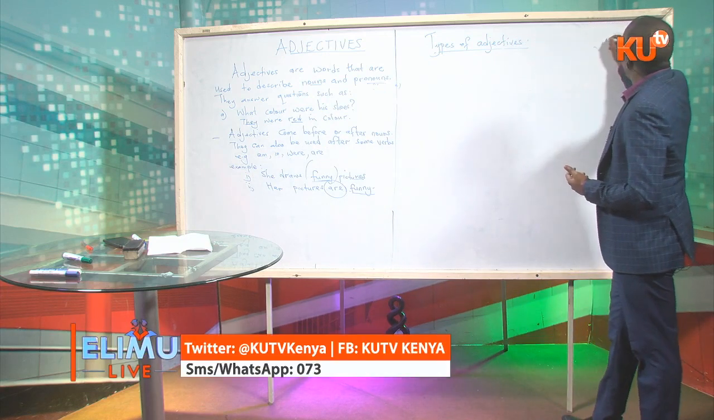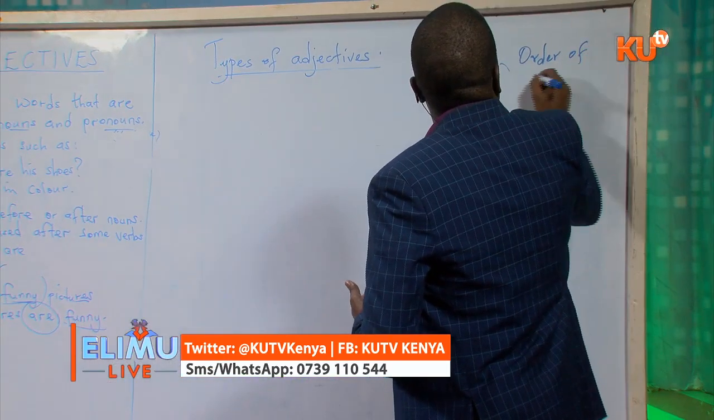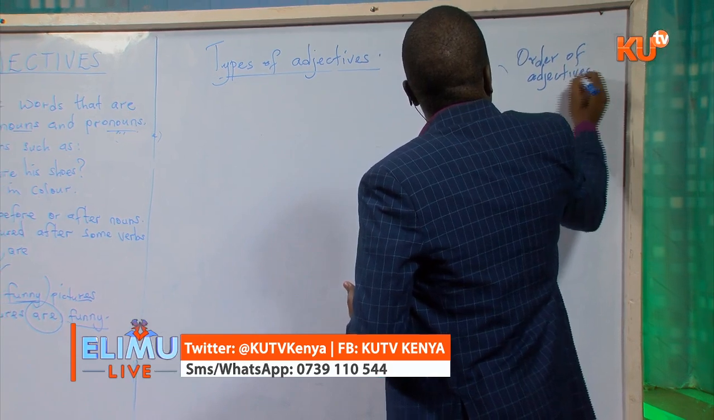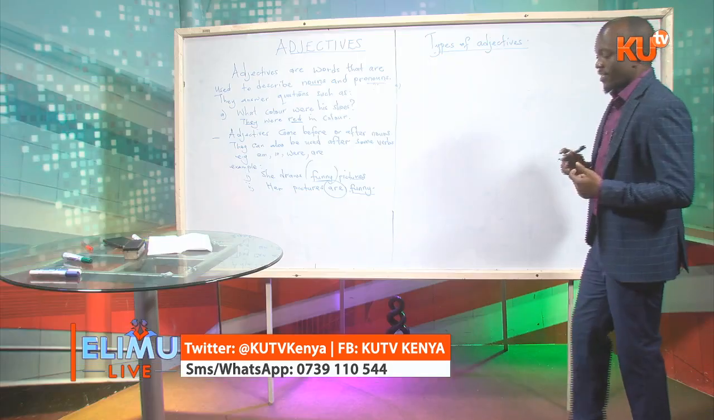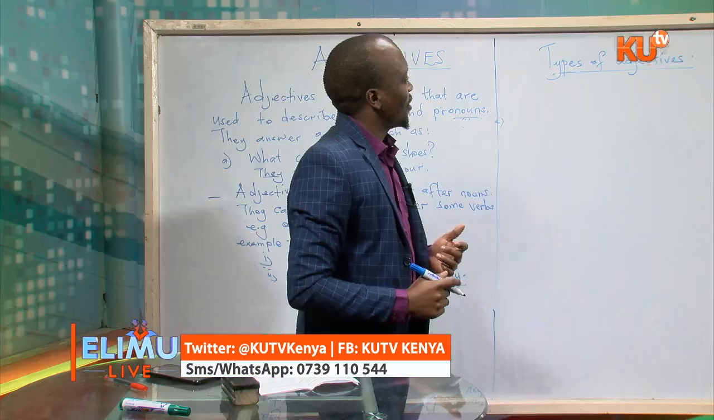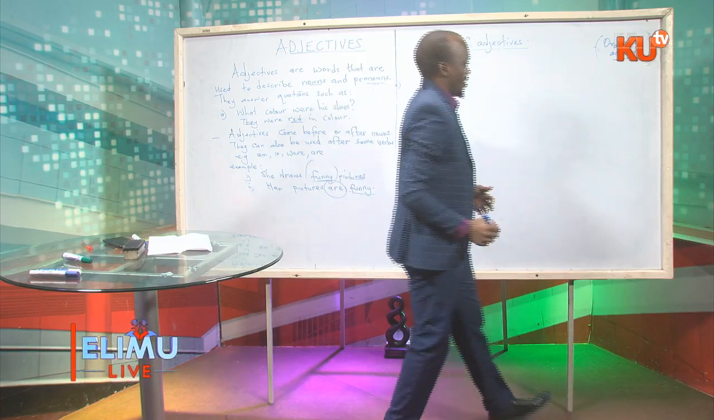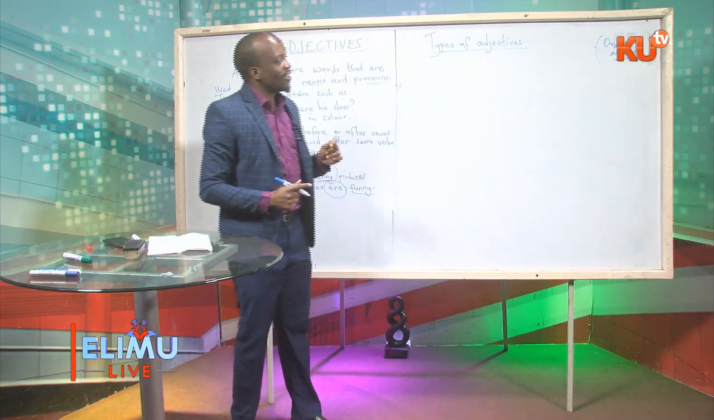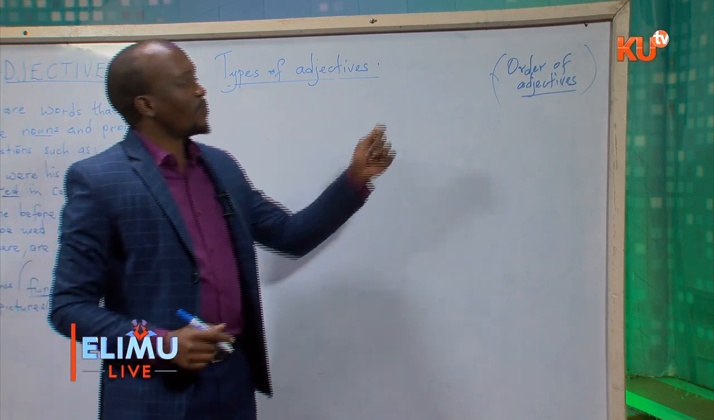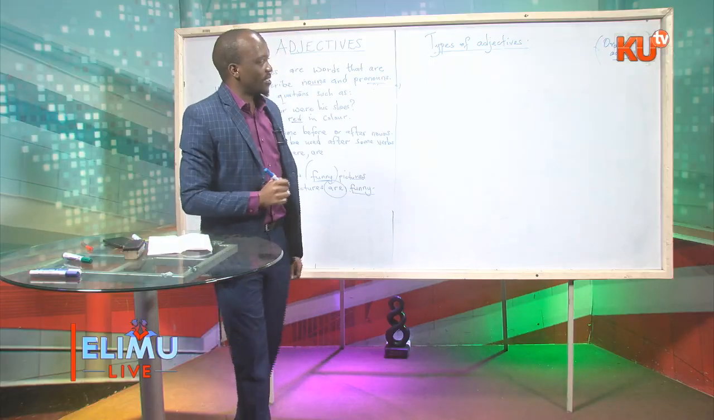When they go to order of adjectives, what I said, order of adjectives will be the epic. This will be the key theme of our lesson today, order of adjectives, because there is always a connotation on which order people should follow. Today I want to give you what is in the syllabus.